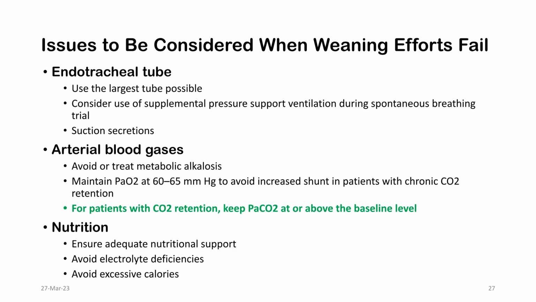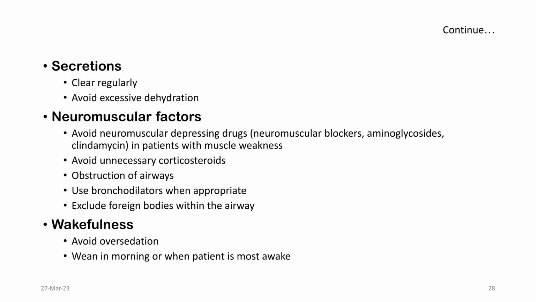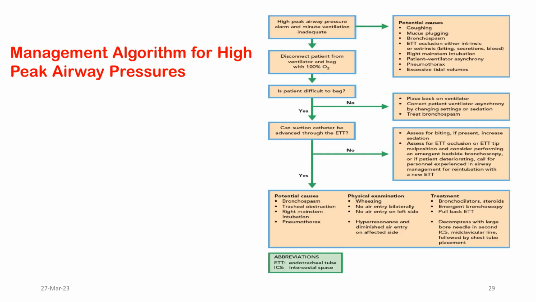When weaning efforts fail, consider issues like the endotracheal tube size, arterial blood gases, and ensuring adequate nutritional support. Continued considerations for weaning failure include regularly clearing secretions, avoiding neuromuscular depressing drugs, using bronchodilators for airway obstruction, and preventing oversedation. This slide shows a management algorithm for high peak airway pressures.